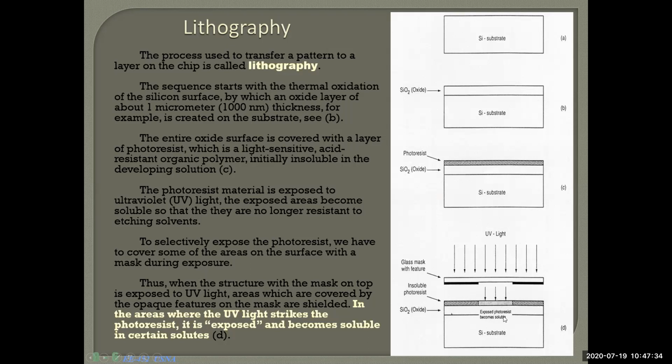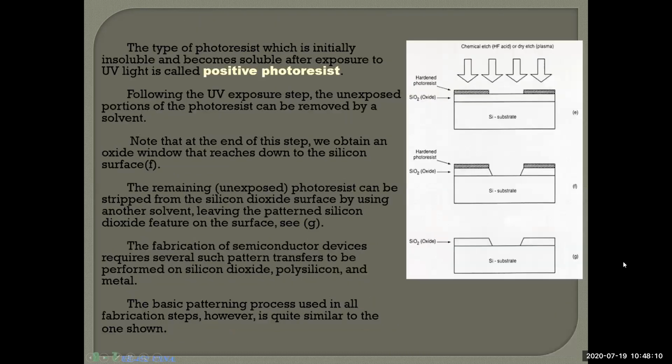That means if you apply a special type of acid, this part will be gone, this part will remain, because this part has some UV ray and it lost its resistivity. Got my point? You got my point? Yes, sir. Okay. So once you expose the photoresist to the UV ray, that part of the photoresist is soluble now. Now you apply an acid, this part will be gone. When this part is gone, this will look like this.